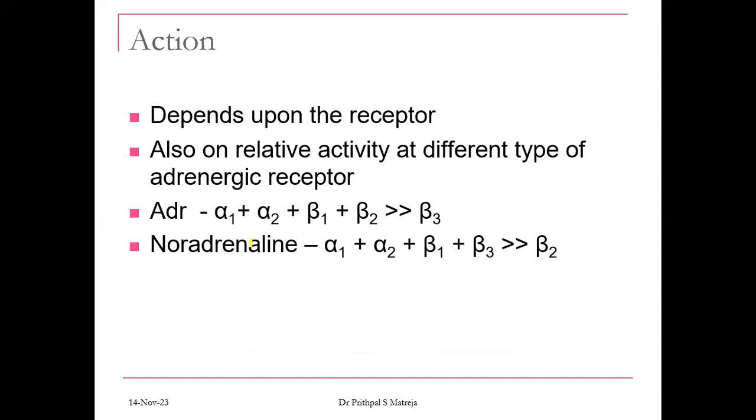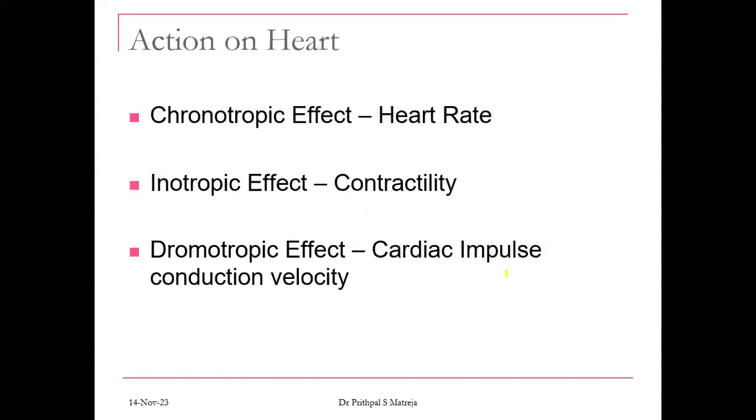Let's say we talk about adrenaline. Adrenaline acts on alpha 1, alpha 2, beta 1, and beta 2 receptors, whereas it acts minimally on beta 3 receptors. Similarly, noradrenaline acts on alpha 1 and alpha 2 receptors, as well as beta 1 and beta 3 receptors, but it has minimal effect on beta 2 receptors.